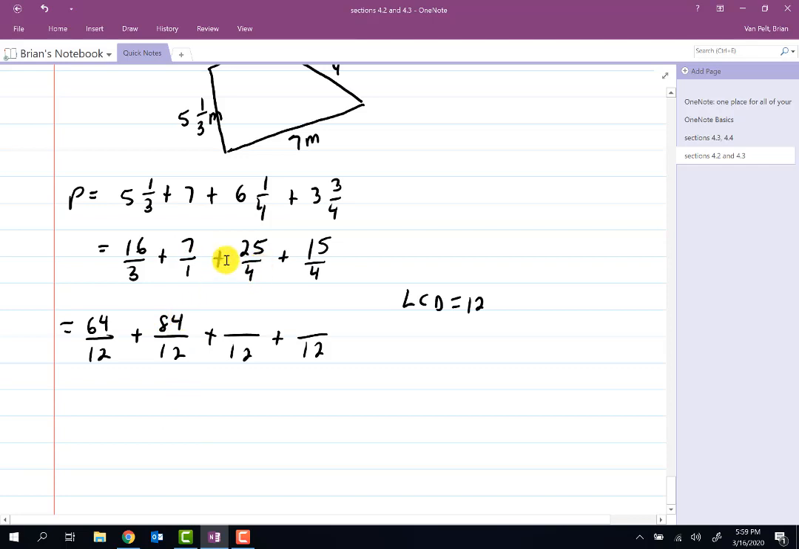For this one here, I need to multiply 4 by 3 to make it 12. 3 times 25 is 75. Finally, I had to multiply this 4 by a 3. 3 times 15 is 45.